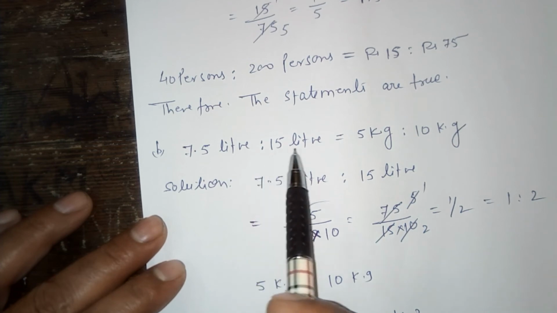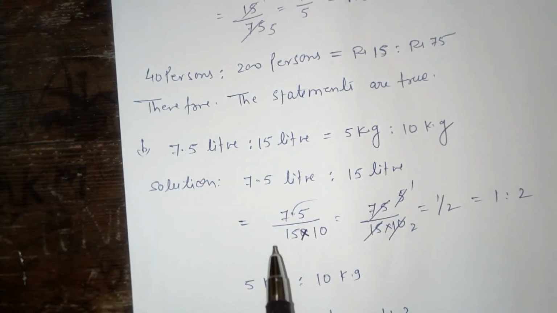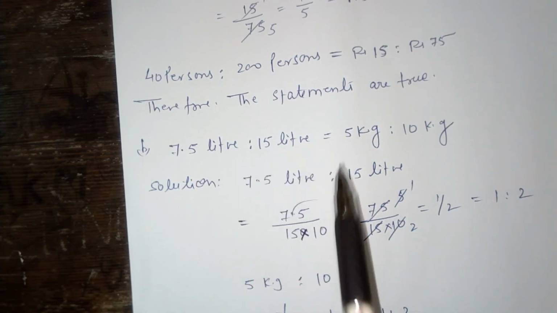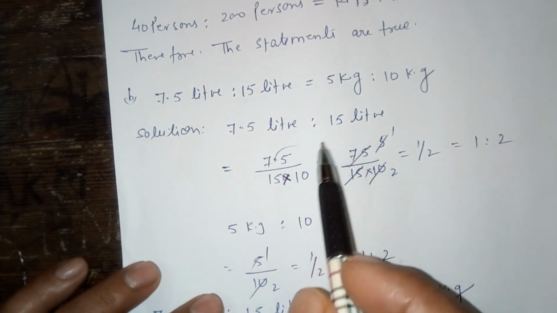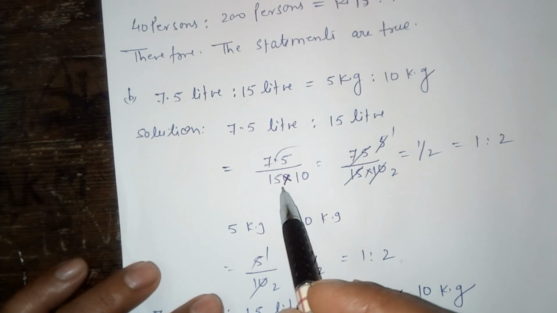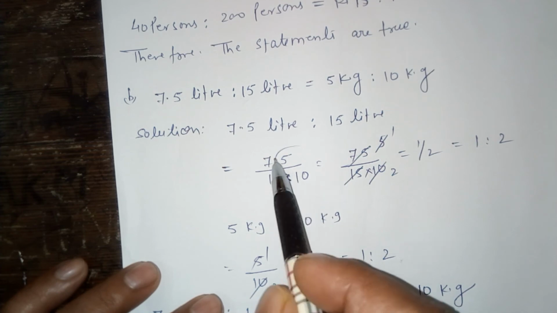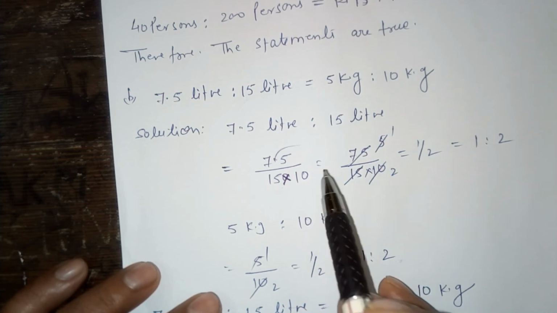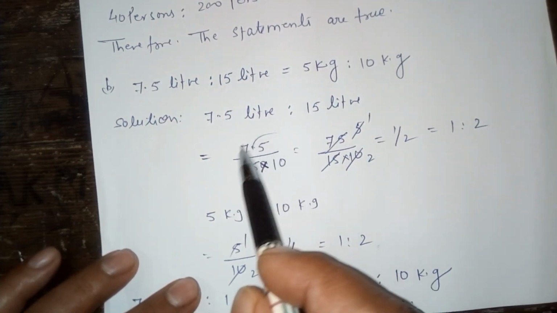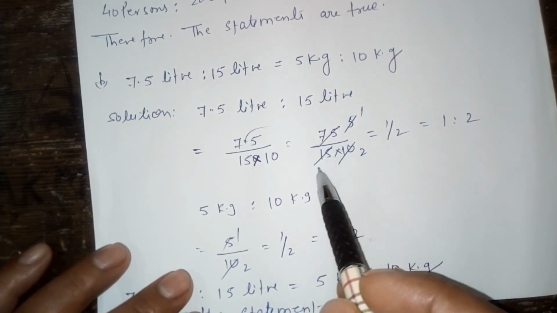Okay, now you have one more question. 7.5 liter is to 15 liter is equal to 5 kg is to 10 kg. Now we will discuss the ratio of 7.5 liter is to 15 liter. So it will give you 7.5 upon 15. You know very well this has a decimal point. The decimal point is removed by multiplying by 10, since there is 1 digit after the decimal point, so there should be 1 zero. So this whole number we write as 75 upon 15 into 10.